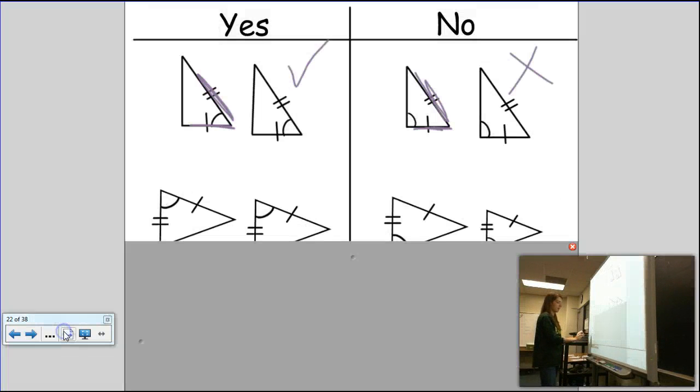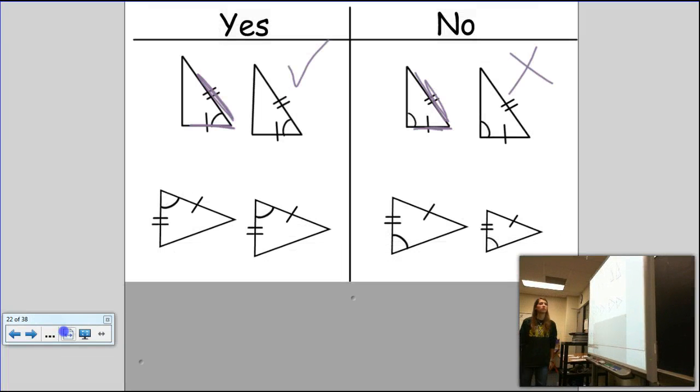So take a look at the next one. There we go. See the next one? Same conclusion? Yeah. Last one.